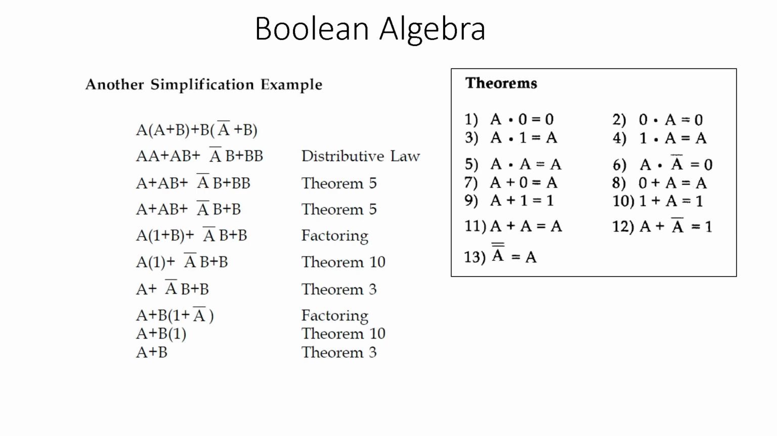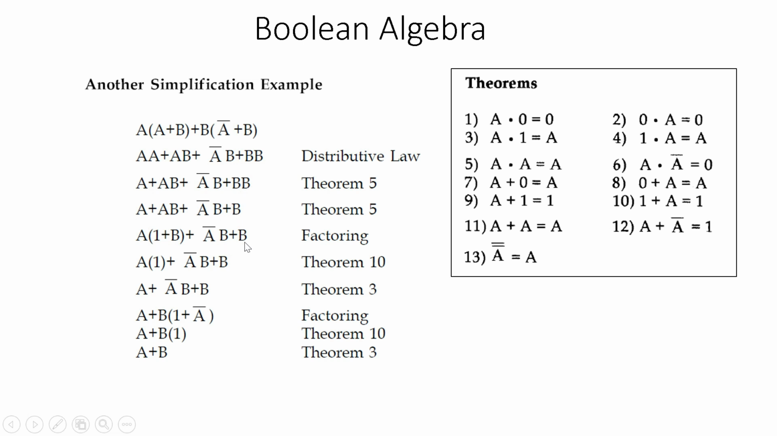Another simplification example: we have here this expression, A ANDed with A or B, ORed with A bar or B ANDed with B. In this expression, you can see clearly that you can apply the distributive law. When you distribute A here, you will have these terms, and for B here, you will also have this term. Now applying theorem number 5, you get AA as A, and another theorem 5 for BB. So you get this expression.